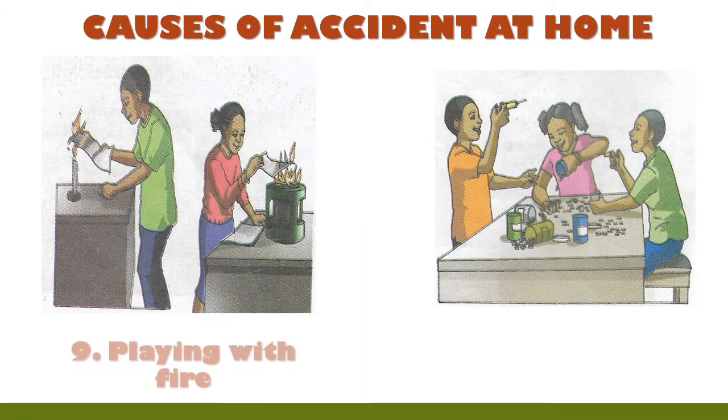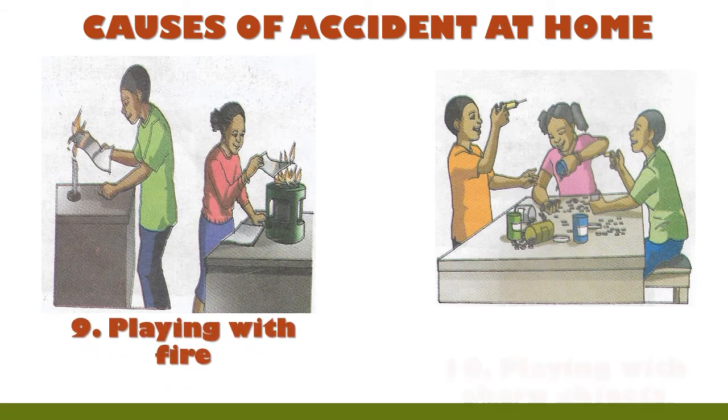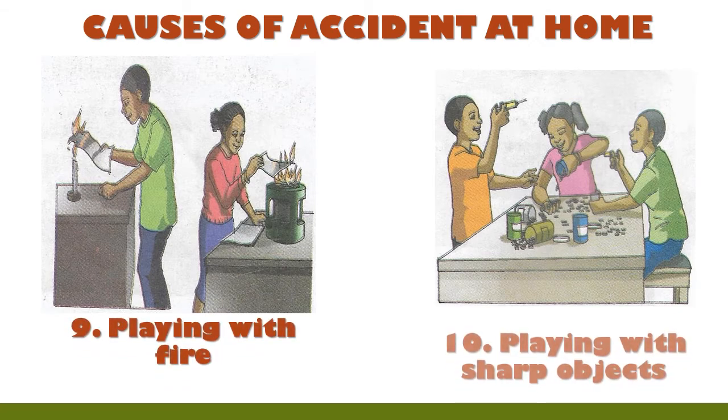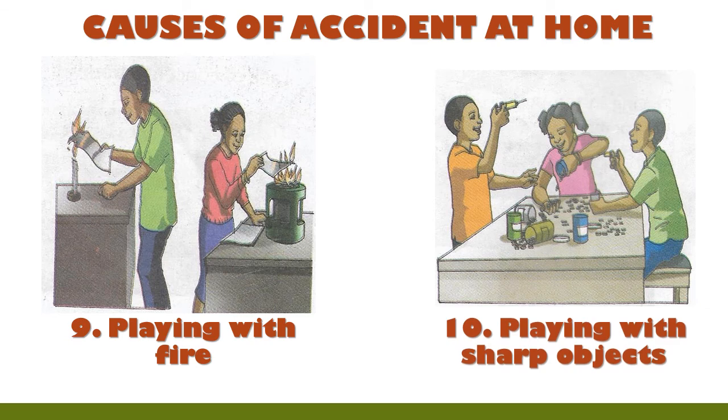So another way accidents can occur at home is playing with sharp objects. Sharp objects like a needle, a razor blade, a knife at home can cause what? Accidents, when you are not what? Careful.